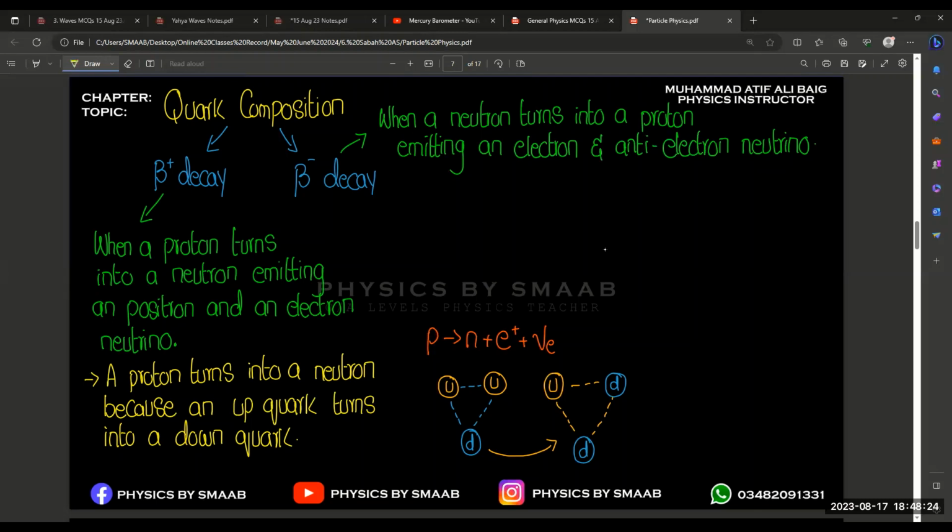If we reverse that process, if a down quark is converted into an up quark, so again we are making a proton, right? If we just reverse this process, again we are converting into a proton, right? So one down quark is actually converting into an up quark.